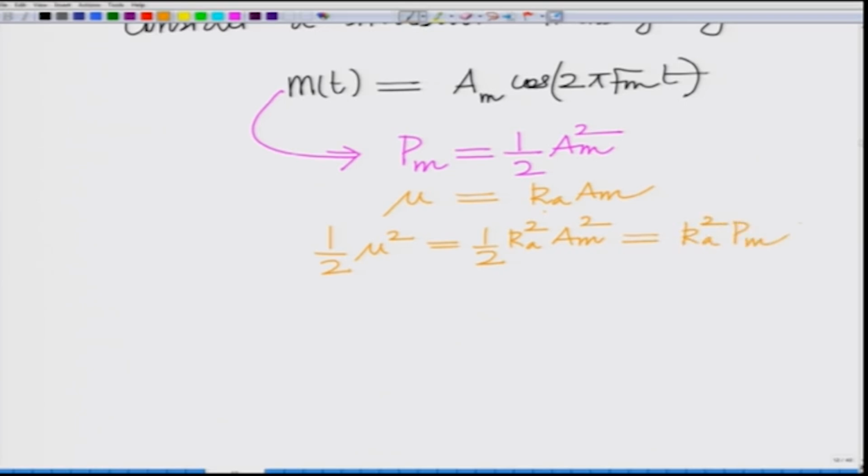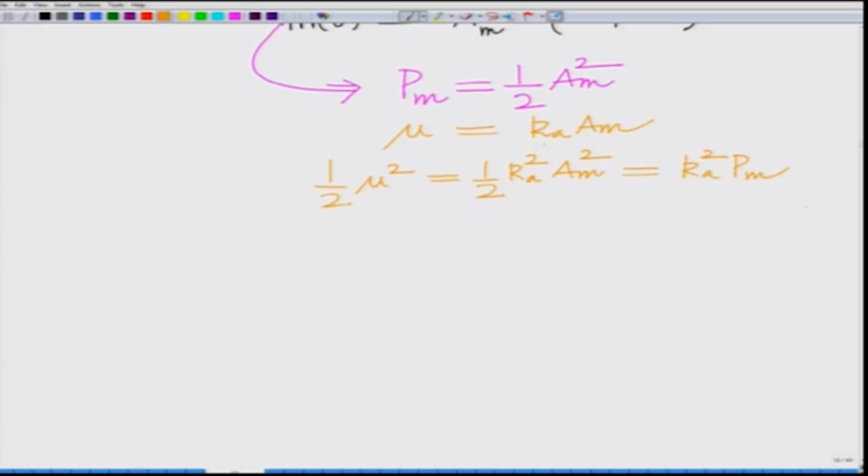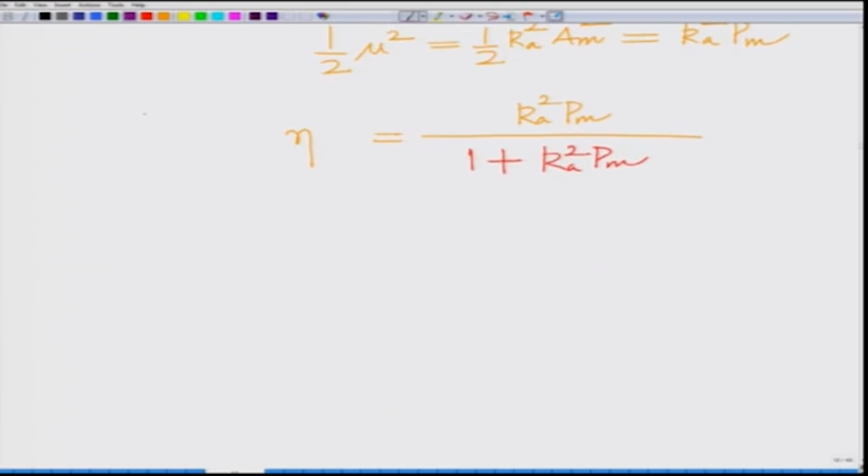So, this is equal to Ka square into Pm, which means the efficiency eta of the AM signal for the sinusoidal modulating signal is Ka square Pm divided by 1 plus Ka square Pm, which now for the sinusoidal modulating signal is half mu square divided by 1 plus half mu square.